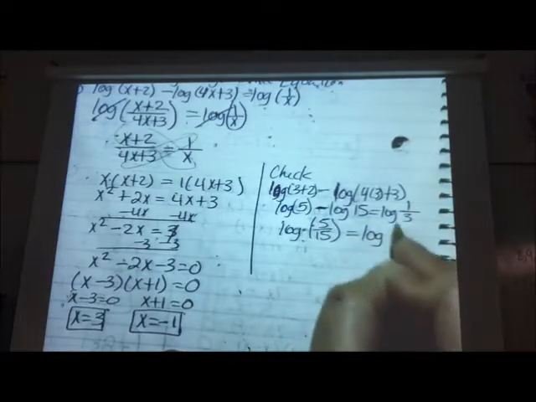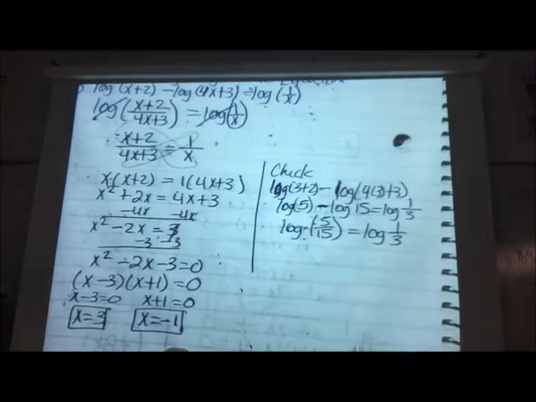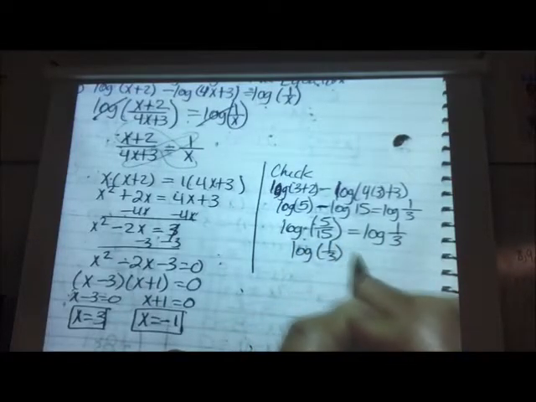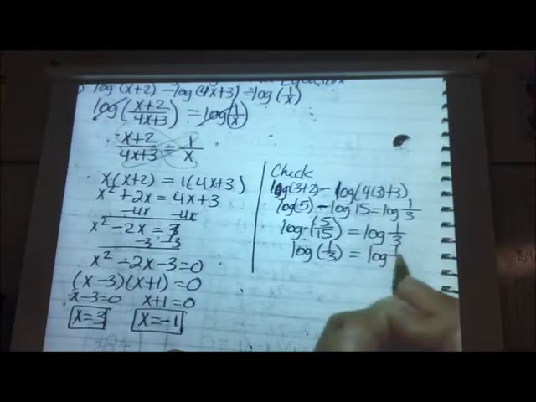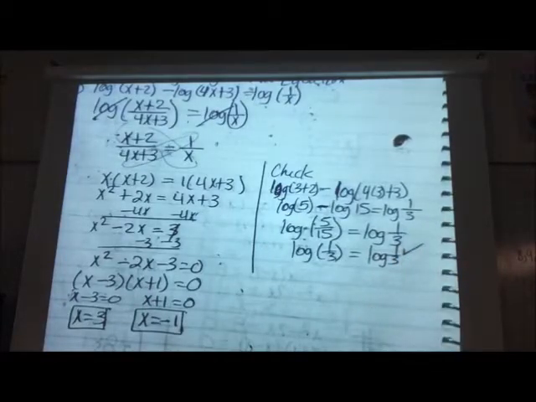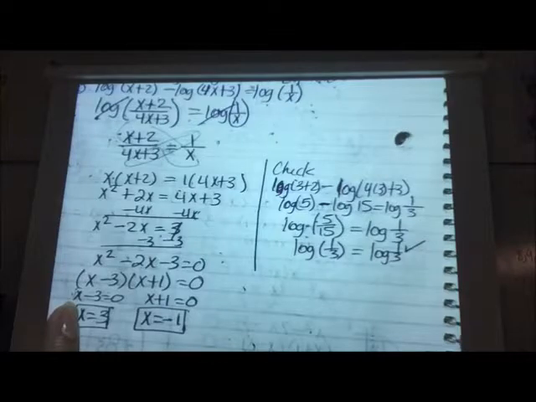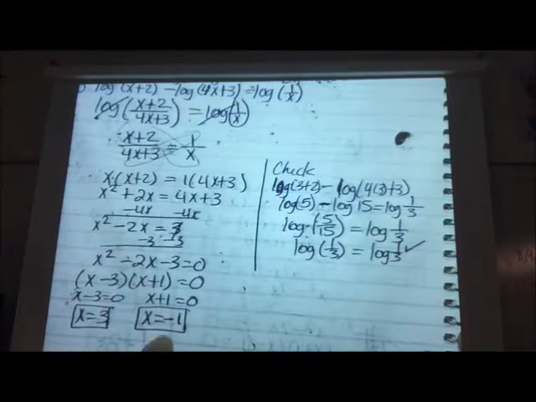Now my question here is, what is 5 over 15 reduced to? 1/3. Are they the same? Yes. So guess what? 3 is going to work. So 3 is a solution. But now we have to check the other one. Well, we don't have to. Just be careful.